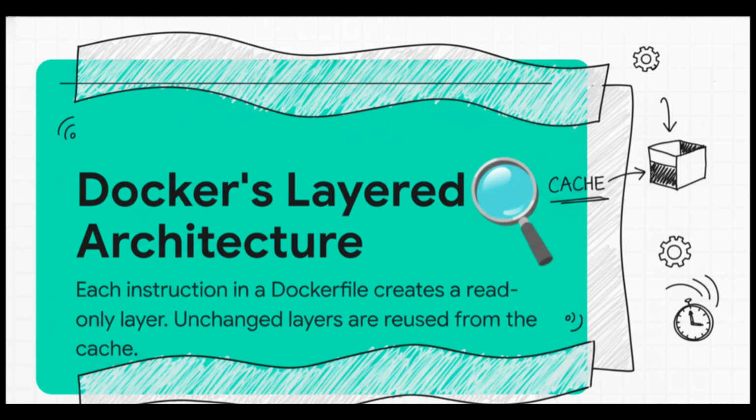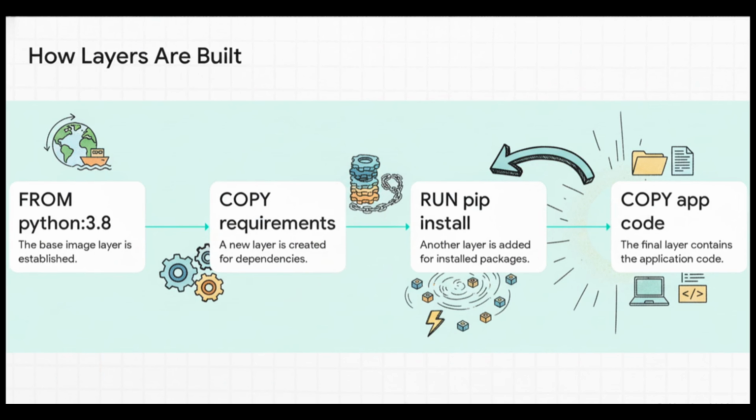And here's where the magic comes in. When you rebuild, if a sheet hasn't changed, Docker doesn't bother recreating it. It just grabs the old one from its cache. And that is the secret to blazing fast builds. Let's make this super practical.